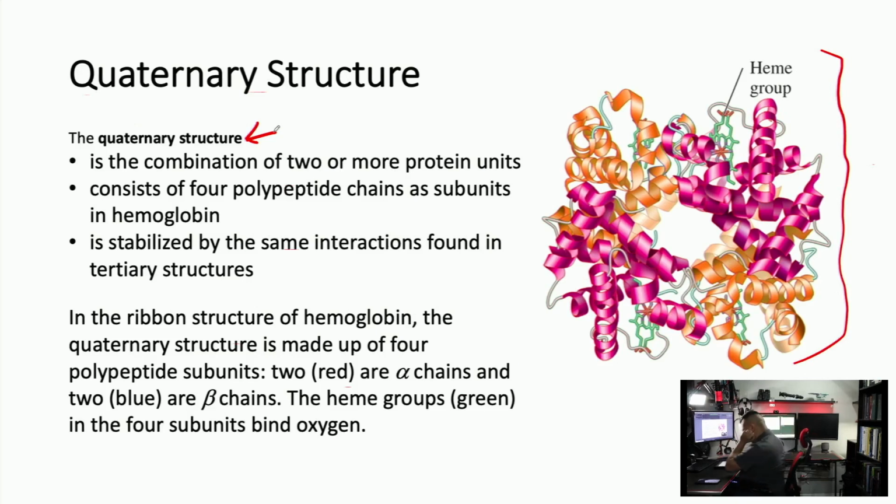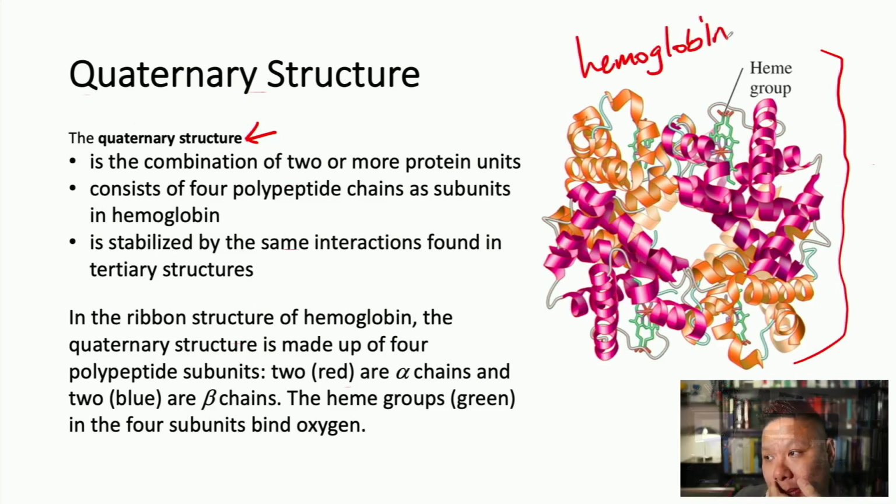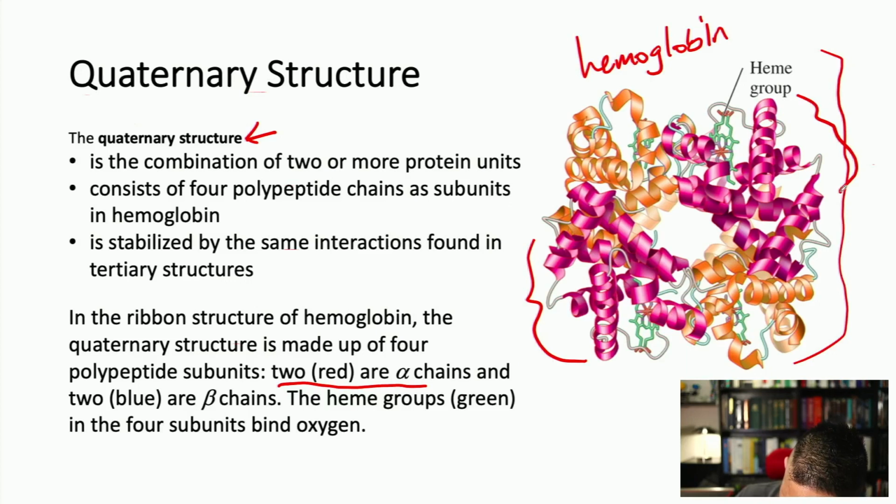And so if you look at, for example, the hemoglobin here, I forgot to say that. Hemoglobin, I always forget if hemoglobin has an A or not in it. It doesn't have an A. That's hemoglobin. And if you look at it, it looks like it's made up of multiple tertiary structures. The two red chains are alpha chains, which are this one and this one.